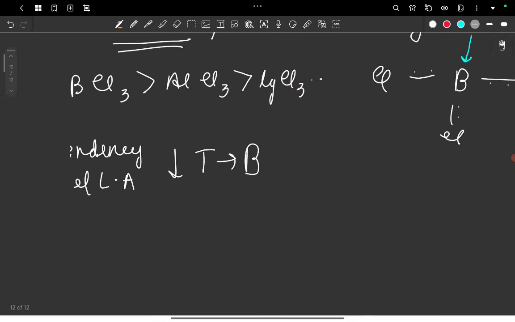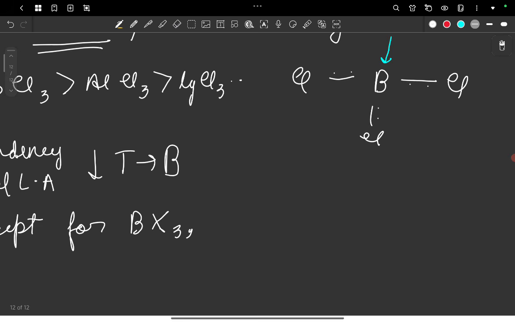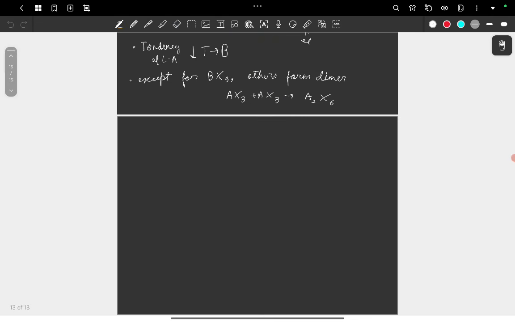And except for boron halides, all others form a dimer. What is this dimer? Dimer, when say two molecules, same molecules, they combine to be more stable in the solution. So this is what happens with say like AlCl3. AlCl3 does not exist like AlCl3 molecules.